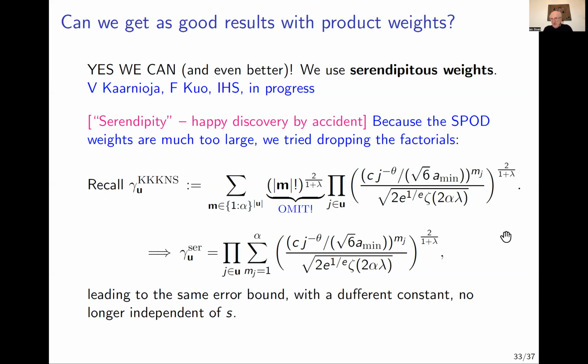Now, I wanted to emphasize we still have an error bound, right? We have an error bound for all weights. The rate of convergence is the same for all weights. It's just the constant that makes the difference. And so we tried this. It's very easy to implement. They're quite explicit, very easy to implement.